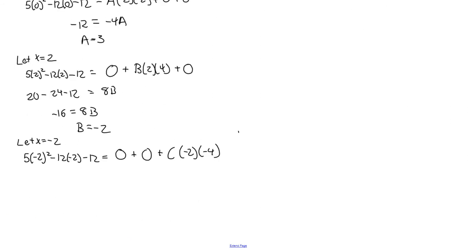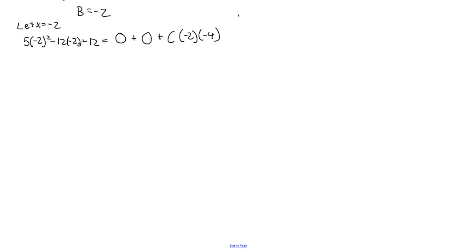All right, so let's move this down and do some calculations here. So negative 2 squared is 4 times 5. That gives me the 20. And then I'll have negative 12 times negative 2 is positive 24. And then I'm minus 12 here. And then that's going to equal 8c. And so 20 plus 24 is 44. Minus 12 is 32. That's equal to 8c. So my c value is going to equal 4.